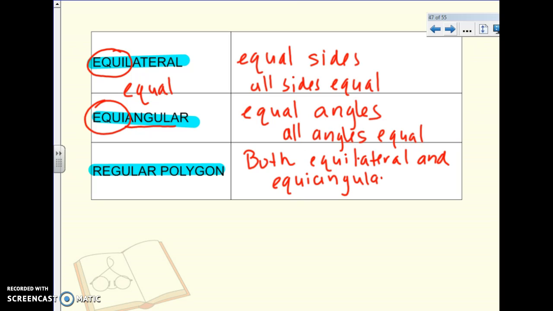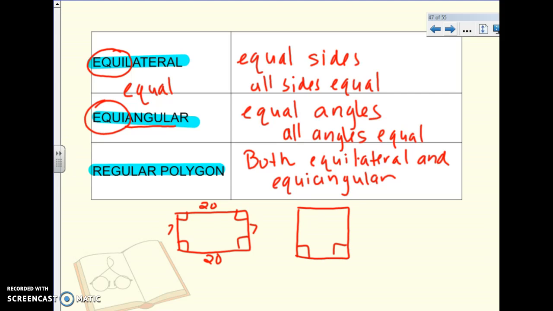And a good example of this, if you're trying to wrap your head around what these words mean and how could something not be equiangular and equilateral, just think about a rectangle. In a rectangle, all of my angles are right angles, but all the sides are not necessarily the same, because these could both be 20 for a length and these could be 7 for a width. Yet a square is regular because all the sides are the same. So these tick marks are going to mean that. And all my angles are right angles.